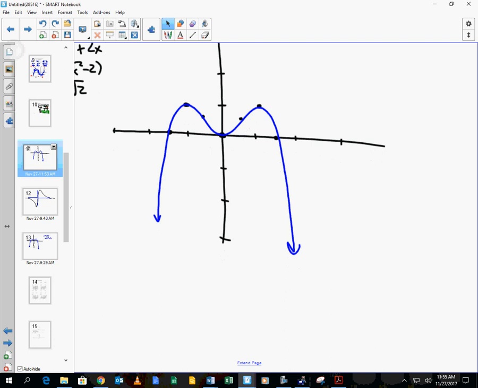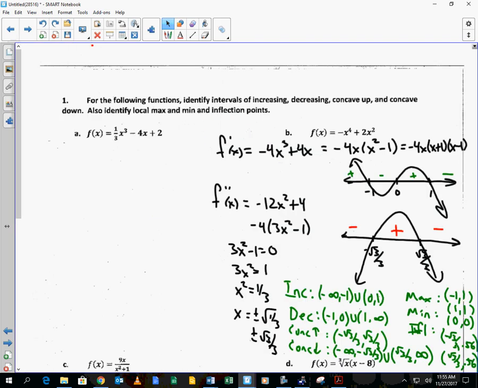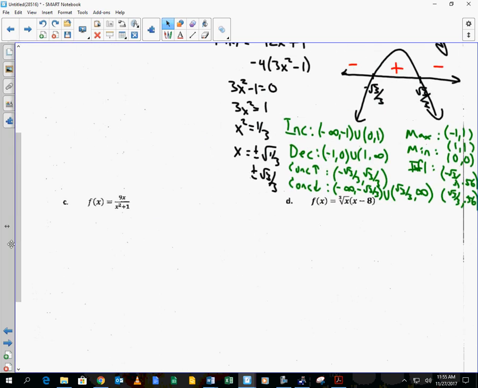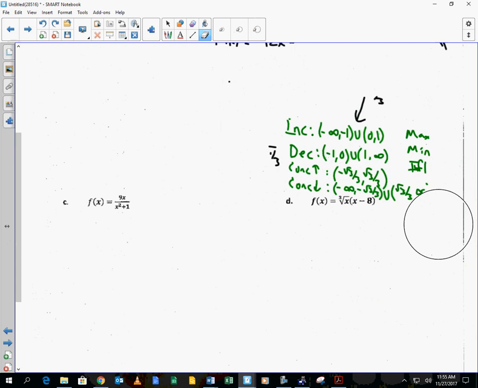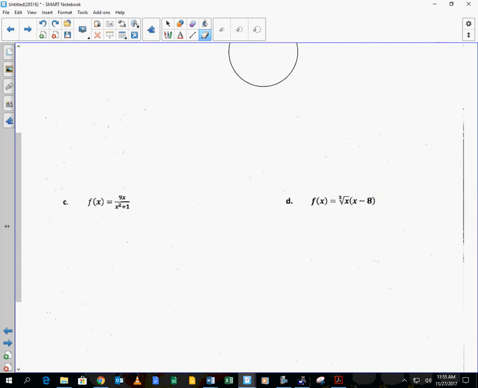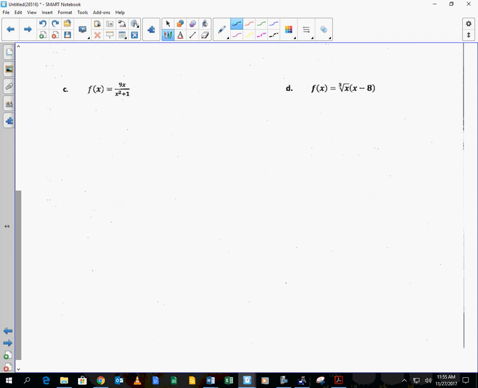Now, you're like, well, no big deal, Mr. Gens. I knew what that one looked like anyways because I'm really smart. Well, good for you. But I bet you don't know what letter C looks like, do you? Letter C is going to take some space.